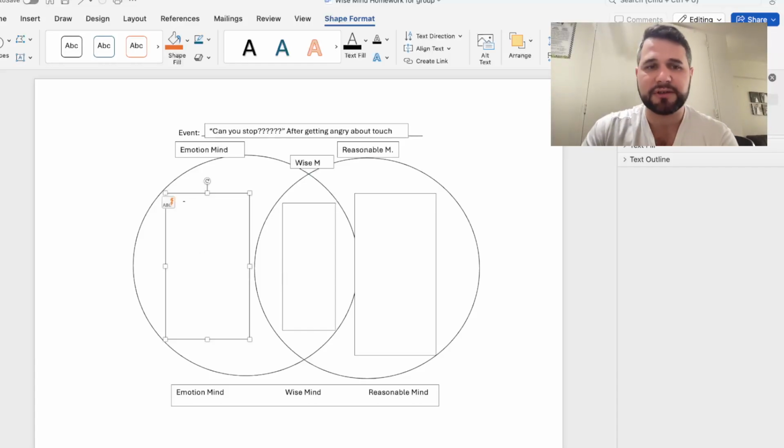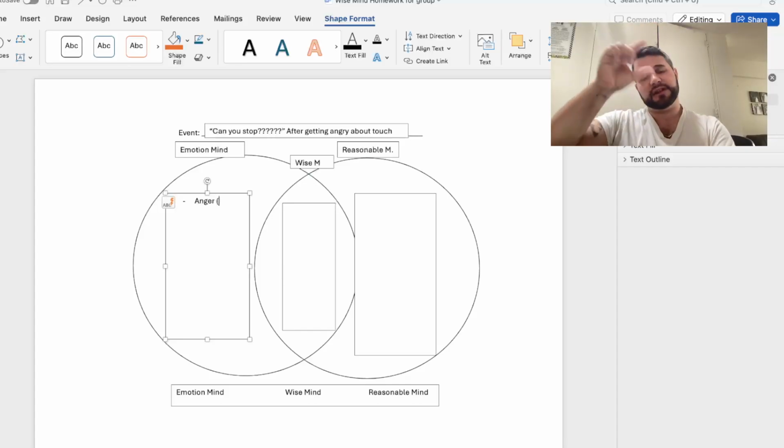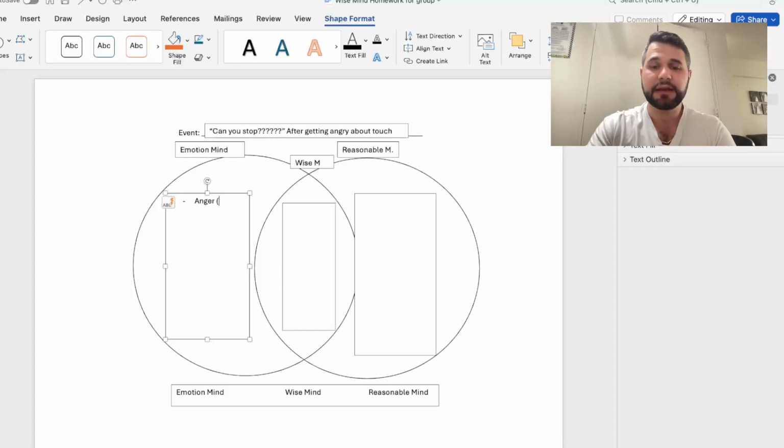We gotta see what emotion mind was feeling. So I definitely felt anger. And if you go through your emotion regulation handouts, you'll see one of the prompting events for anger is physical pain. I was definitely uncomfortable. So, physical discomfort, right?